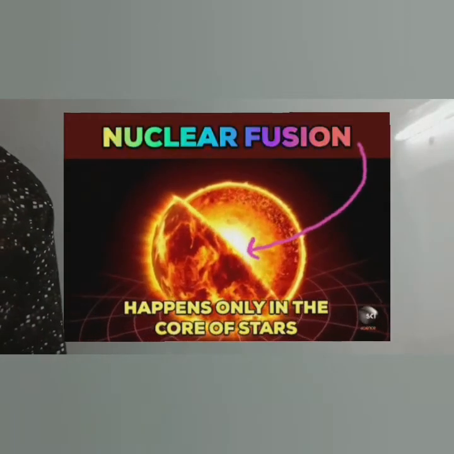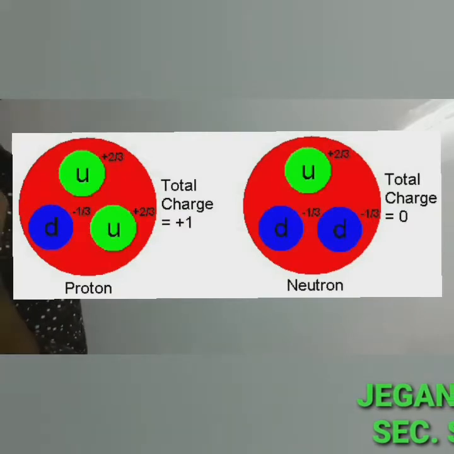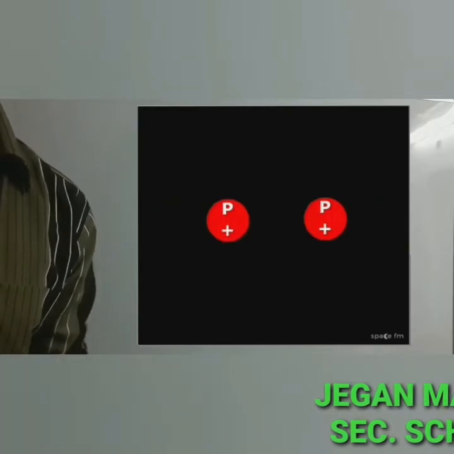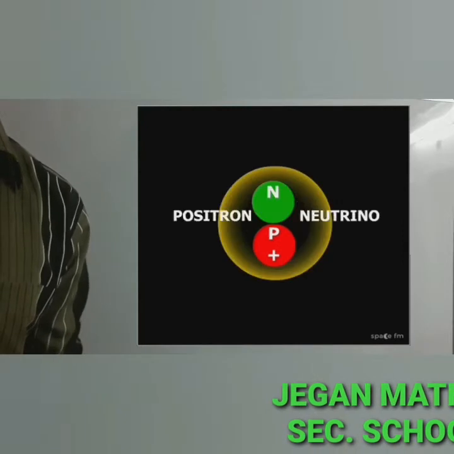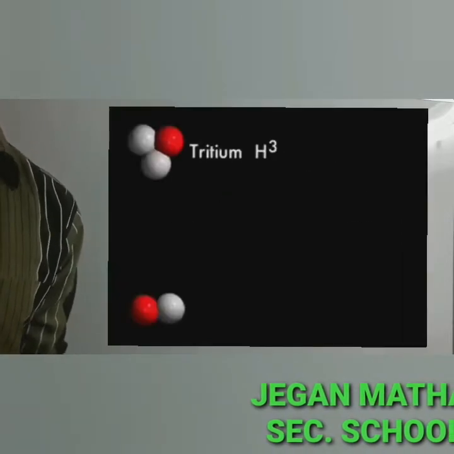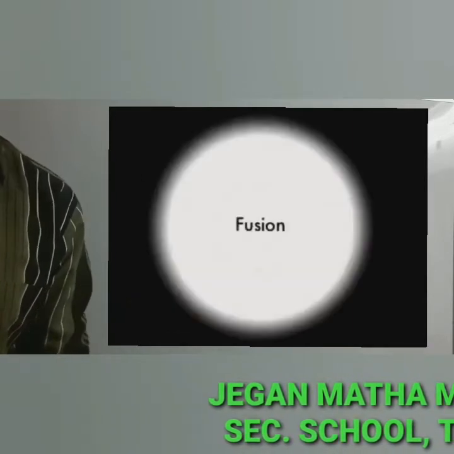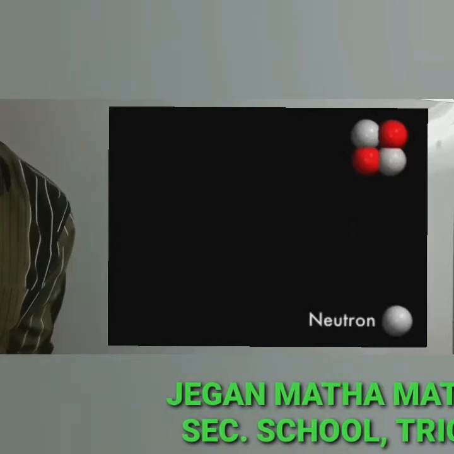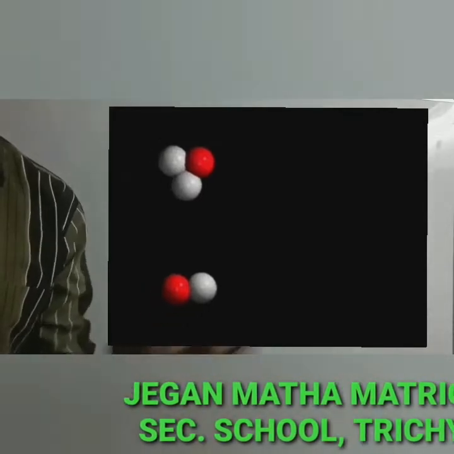Hi students, in this video we are going to discuss nuclear fusion and elementary particles. When two or more lighter nuclei combine to form a heavier nucleus, it is called nuclear fusion. In nuclear fusion, the mass of the resultant nucleus is less than the sum of the masses of the original lighter nuclei. The mass difference appears as energy.